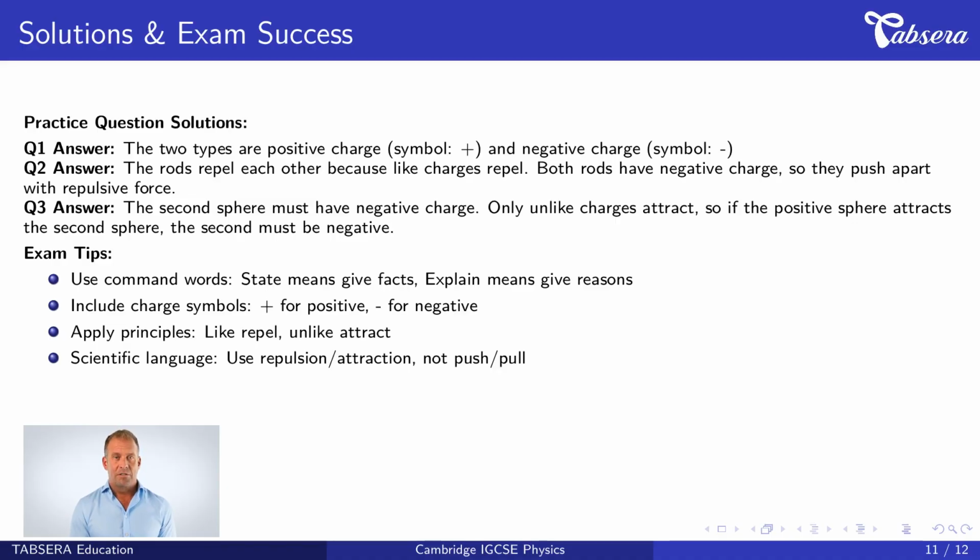Let's review the solutions. For question 1, the answer is, the two types are positive charge with symbol plus and negative charge with symbol minus. This demonstrates knowledge of fundamental charge types. For question 2, we find the rods repel each other because like charges repel. Both rods have negative charge, so they experience repulsive force pushing them apart. This shows application of the like charges repel principle.